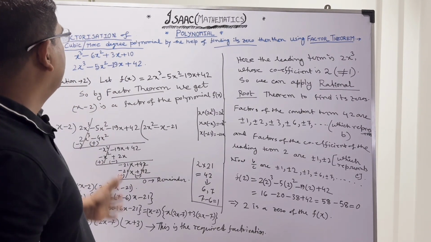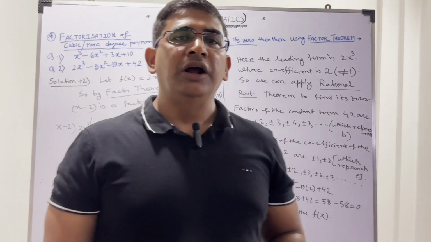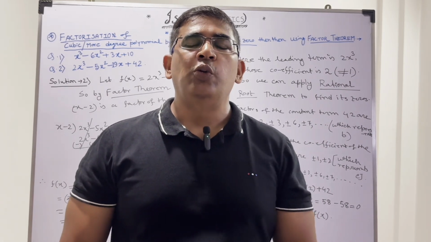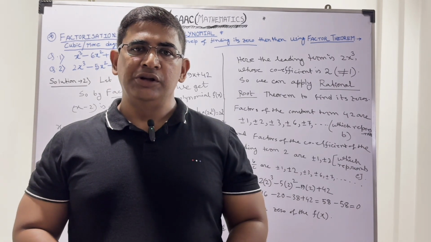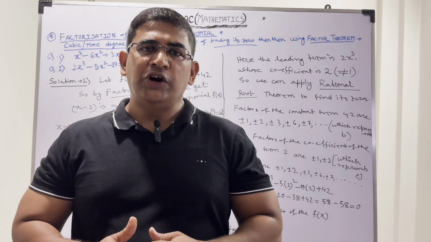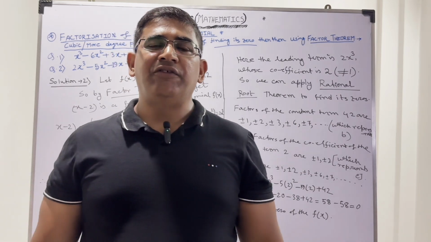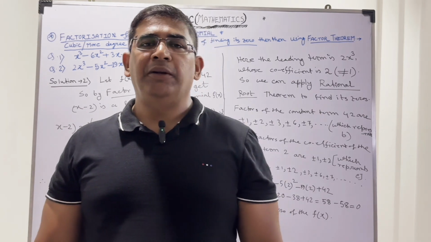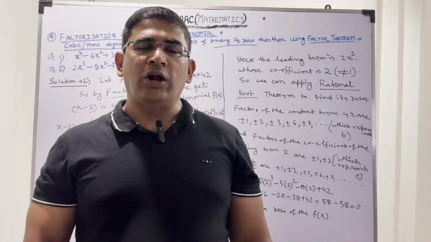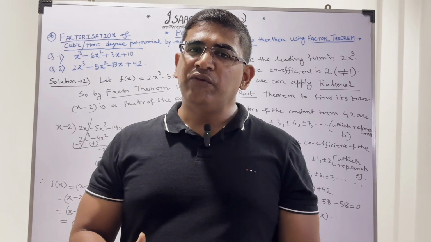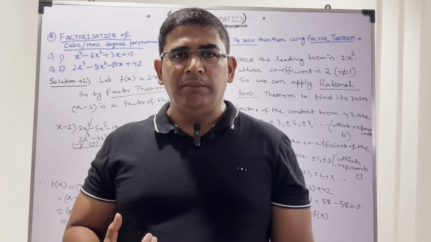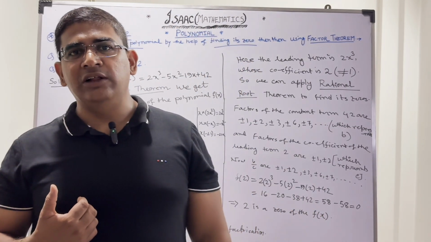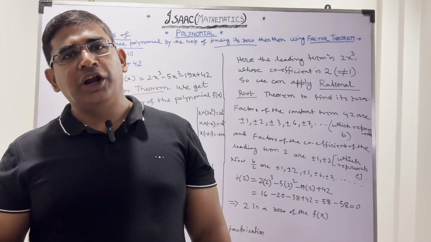So in these two problems, we learn to factorize a cubic or higher degree polynomial. First of all, we have to find one of its zeros by using the integral root theorem or rational root theorem, and then after finding one of its zeros, we can easily use the factor theorem, and by applying the factor theorem we will get one of its factors. Okay, when we get one of its factors, then by the long division method we can easily find its other factors. For these cubic polynomials, the other factor will be a quadratic polynomial.